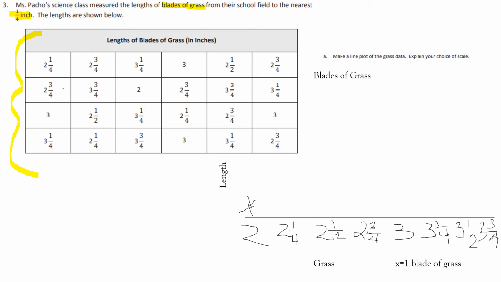And what we're going to do is make a line plot of this grass, and you're going to tell me your scale. So here I just did x equals 1 blade of grass. You can do it differently. So build these up like before. You're going to want to cross off what you've done. So take your time.